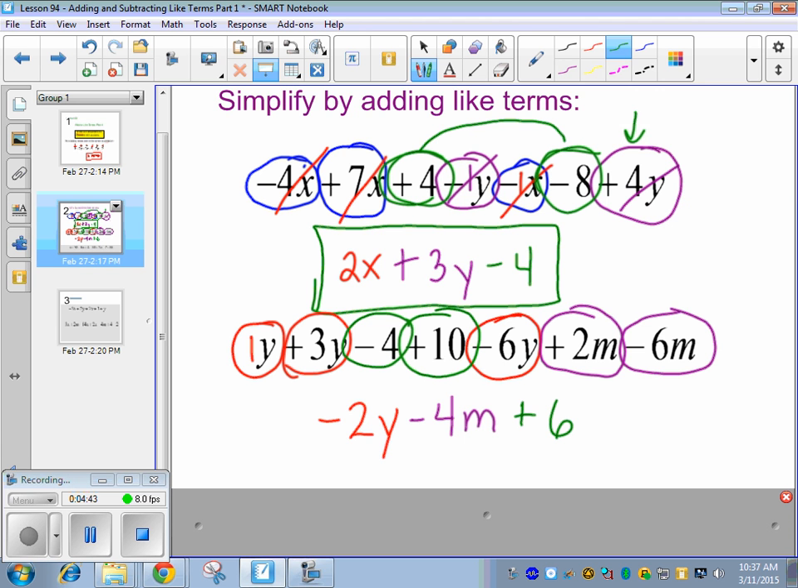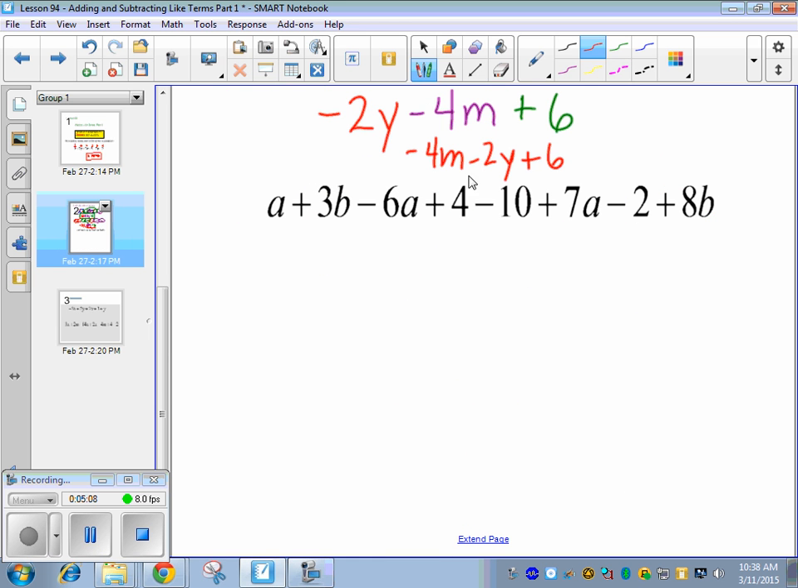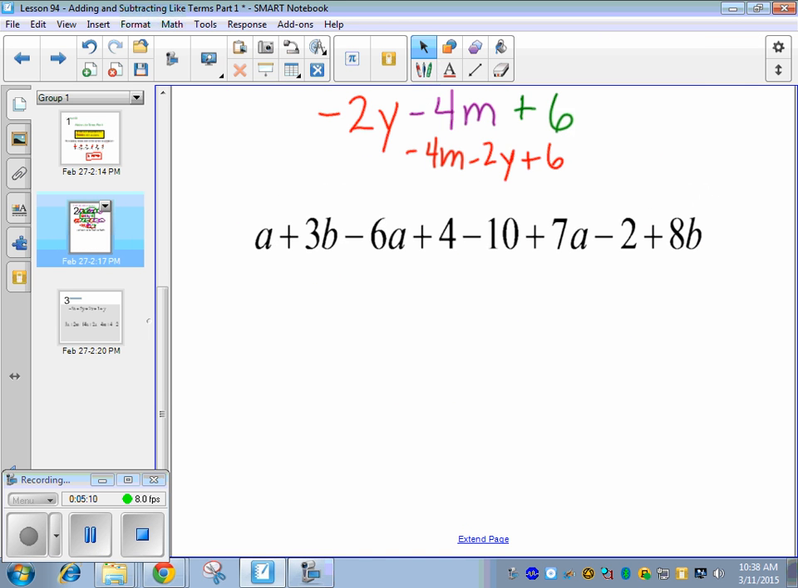Okay, when you check your answer in the back of the book, they might have something like this. Okay? It's still correct. So notice it's in a different order, right? You still have a negative 4 in front of m, a negative 2 in front of y, and a positive 6. So the order doesn't matter. Just check that you got the correct coefficient with each variable, okay? All right, last one. Write that down.